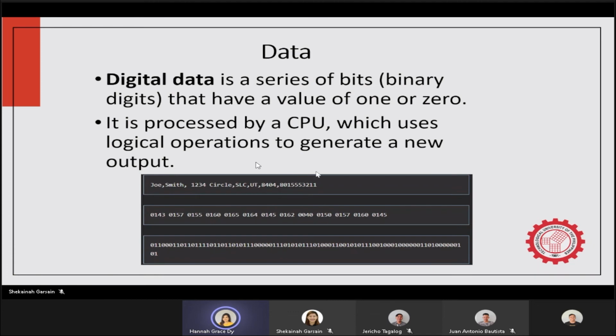So digital data is a series of bits, binary digits that have a value of 1 or 0. So as I said earlier, it's info that is converted into a binary digital form. It is processed by a CPU which uses logical operations to generate a new output. Next slide please.